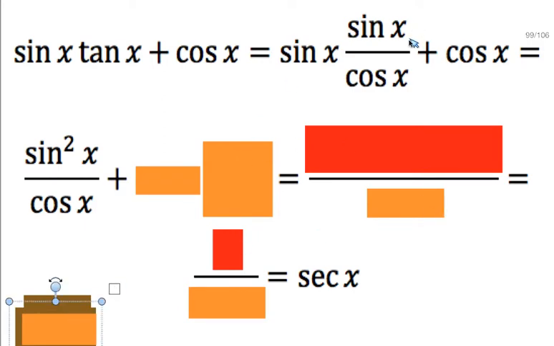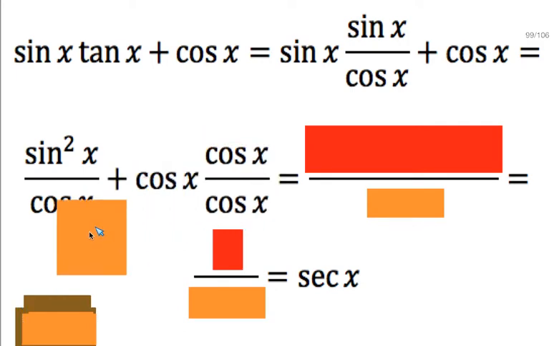Okay? And then that whole thing right here simplifies to that. Now cosine x will just be cosine x. However, you have a fraction here, and you want to add this to it. In order to add with fractions, you have to have a common denominator. So you're going to multiply cosine x by cosine divided by cosine, okay? When you do that, you can then add your fractions together.